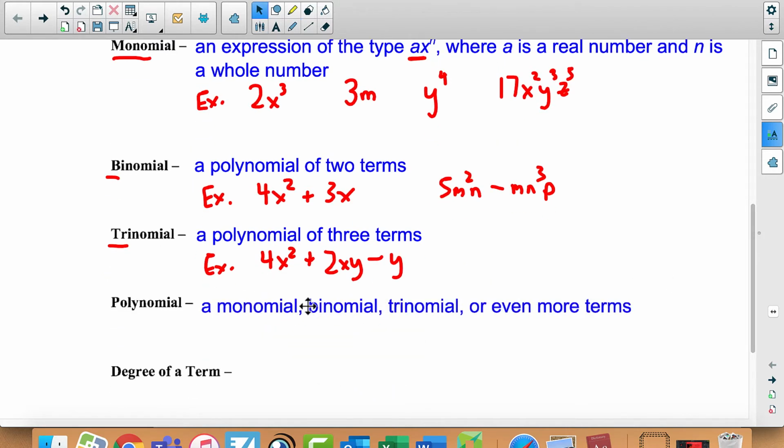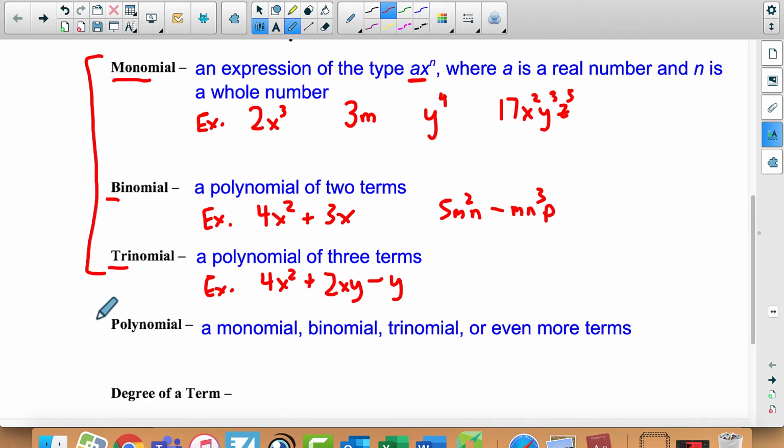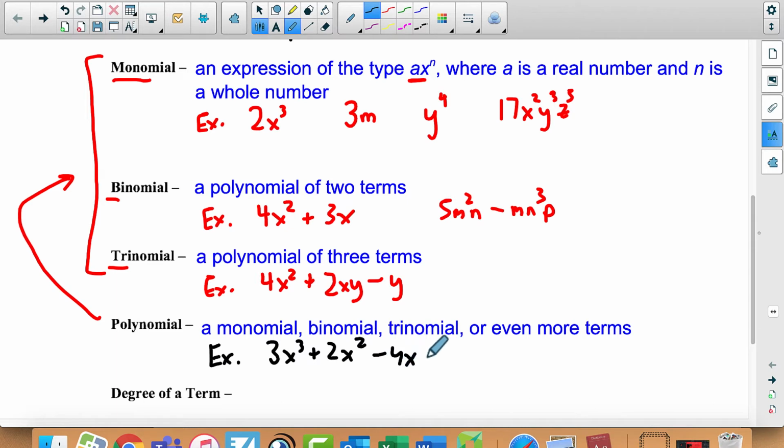Polynomial. A polynomial is a monomial, a binomial, a trinomial, or even more terms. So there's all sorts of different polynomials, and 3 of them have special names. These 3 have special names, but they're all polynomials, right? Monomials are polynomials that only have 1 term. Binomials are polynomials that have 2 terms. Trinomials are polynomials with 3 terms. You also have polynomials that have more than 3 terms. How about something like 3x cubed plus 2x squared minus 4x minus 7. 1, 2, 3, 4. This is a 4-term polynomial, it's called. If there were 19 terms, it would be a 19-term polynomial.